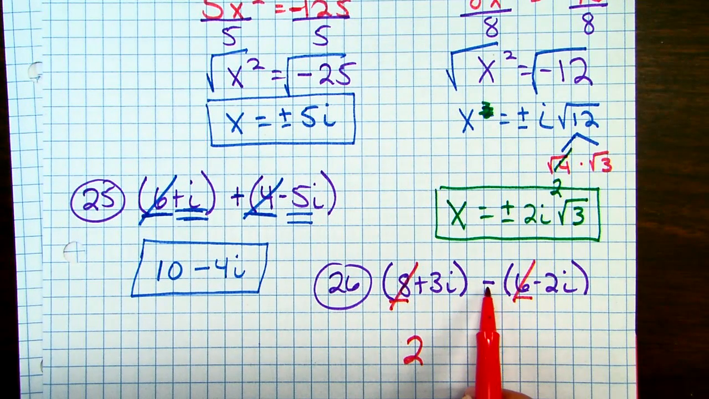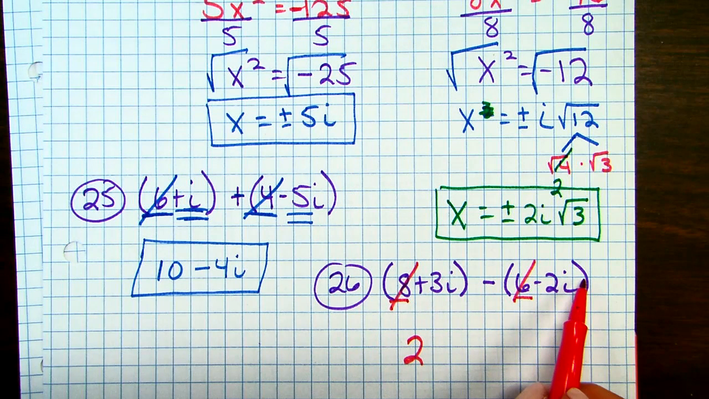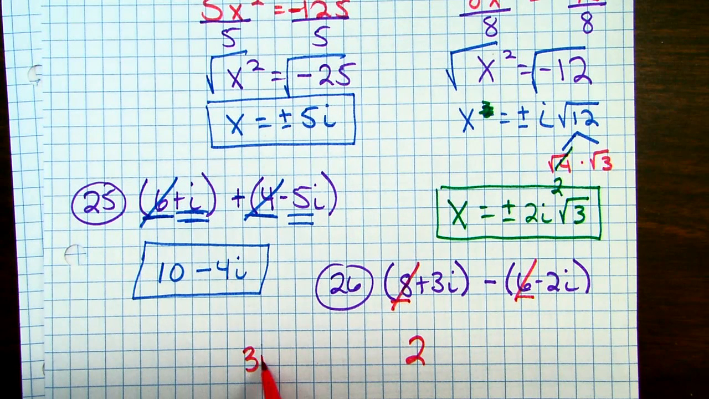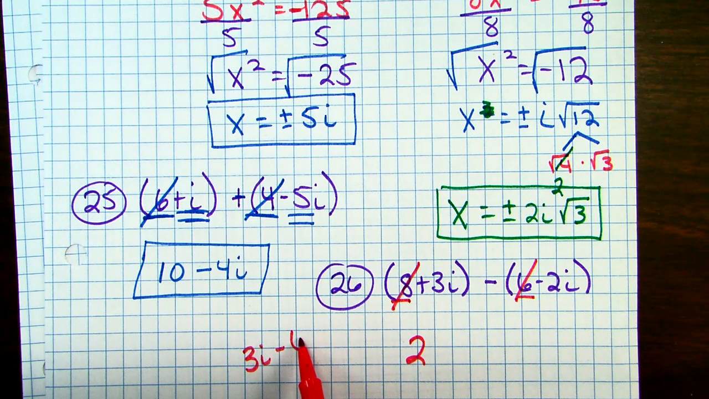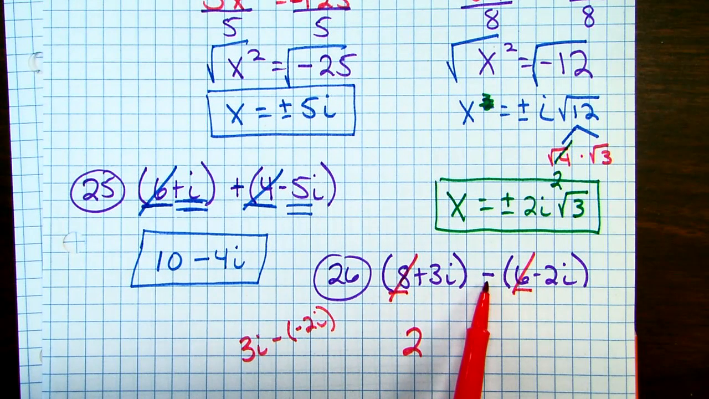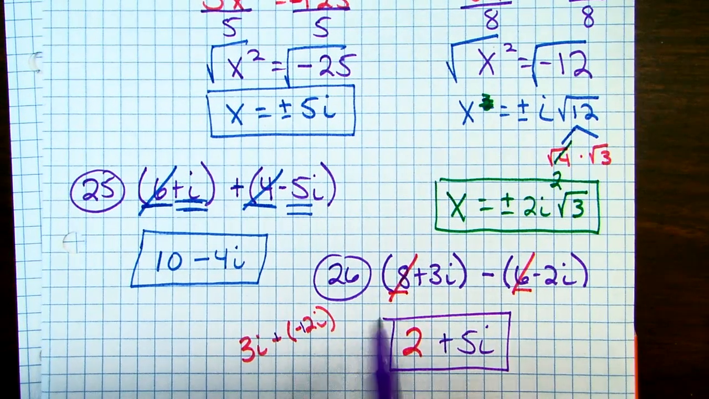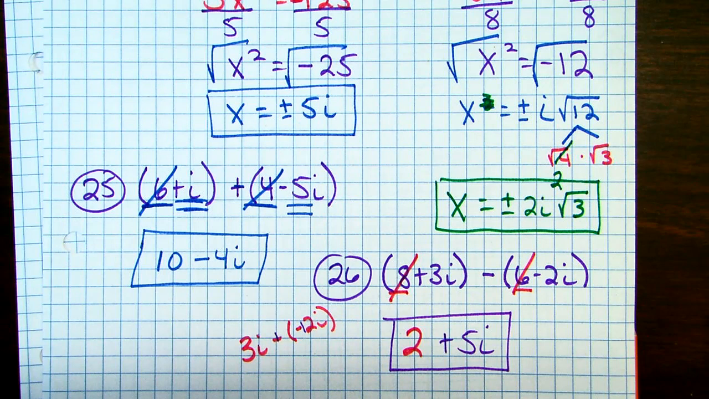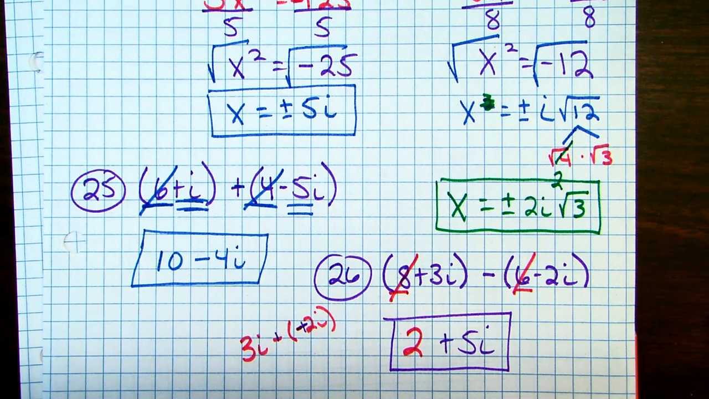3i minus negative 2i. Right? That's what that says. 3i minus negative 2i. What happens to the minus and the negative? So you get positive 5i. Just 3 plus 2.